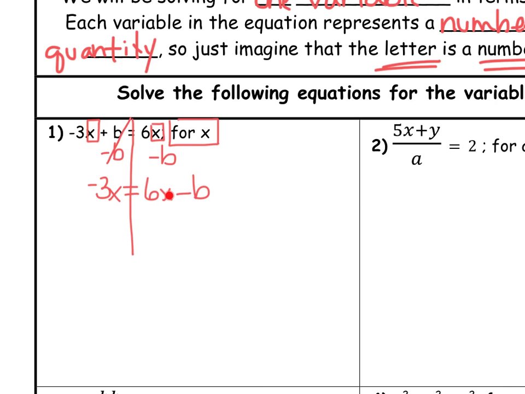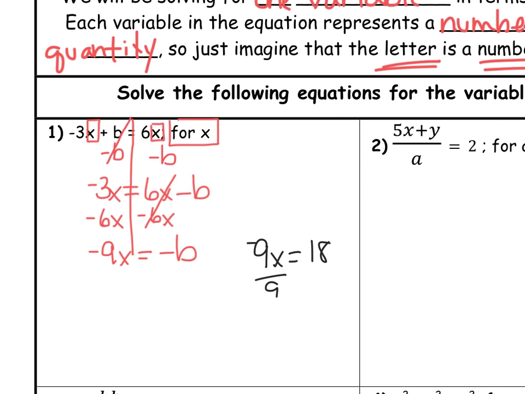So I need to get this 6x over here. I know it's positive because it's not negative, so I'm going to subtract 6x from the right and subtract it from the left. These are going to cancel, and I'm left with negative 9x equals negative b. Again, we're just treating this one as if it were a number, but it's a variable that's representing a number. So if this were, say, for example, negative 9x equals 18, I would divide by 9 and divide by 9. But we don't have 18, we have the letter b.